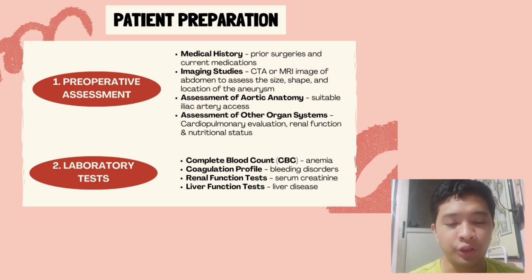Patient preparation for an abdominal aortic aneurysm endograft procedure involves several important steps to ensure the patient is optimized for the procedure and to minimize potential complications. Here is an overview of the typical preparation. Number 1, preoperative assessment. Medical history and physical examination.